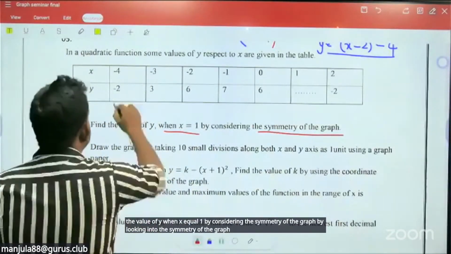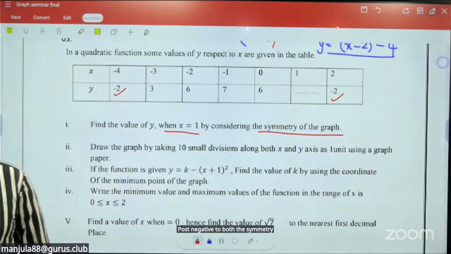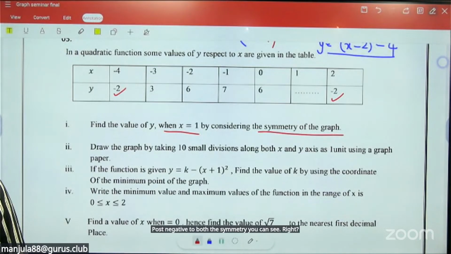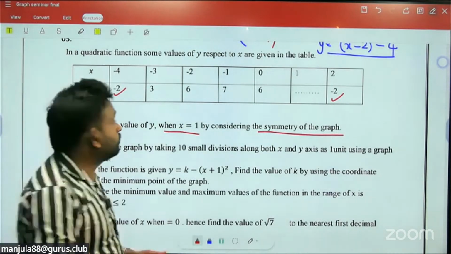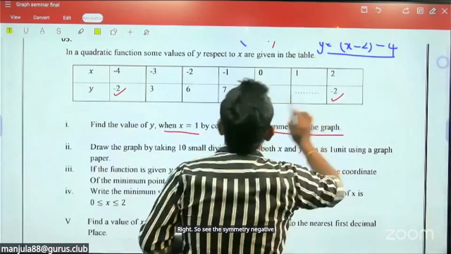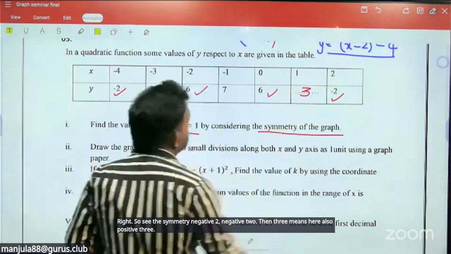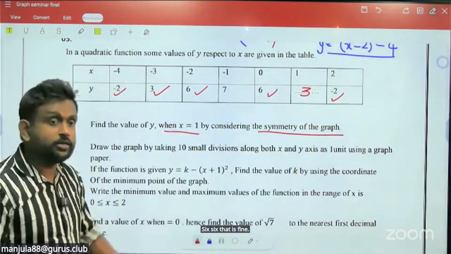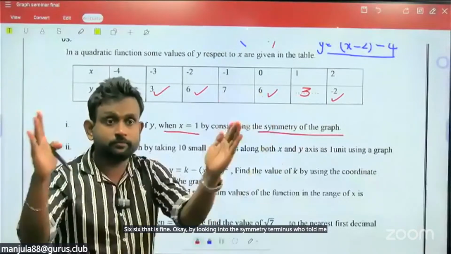Now you can see negative 2 and negative 2, both show the symmetry, right? So see the symmetry, negative 2, negative 2. Then 3 means here also plus 3. 6, 6, that is fine. Okay, by looking at the symmetry.